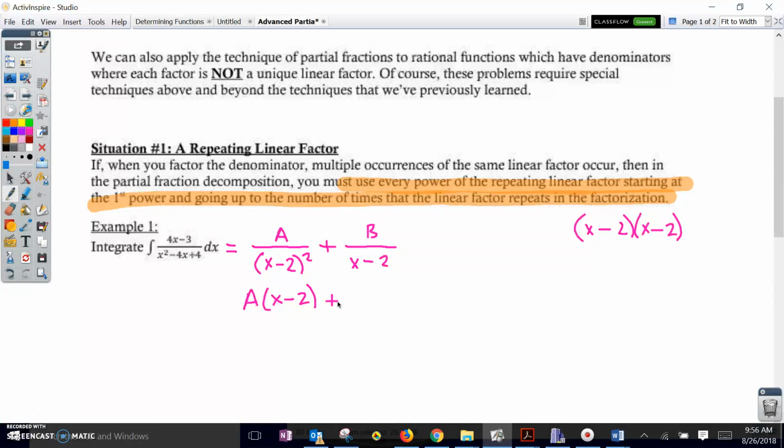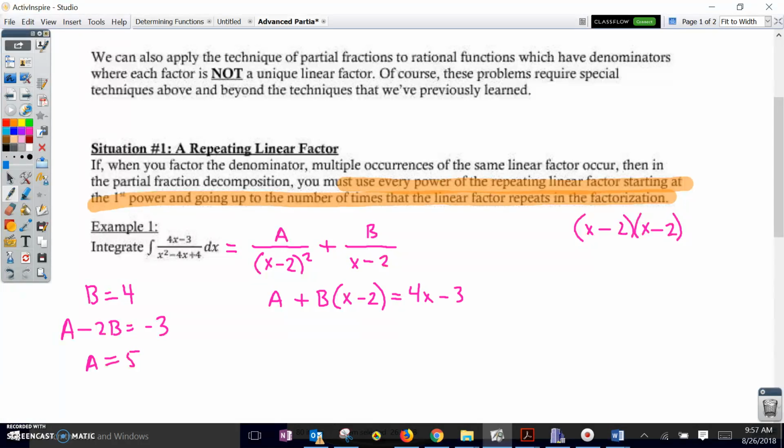plus, we have a times nothing. A is already over the common denominator. Plus B times x minus 2 has to be equal to 4x minus 3. And because of this, our system of equations is going to be very simple. We've got B equals 4, and we've got A minus 2B equals negative 3, and so A is going to be equal to 5, just substituting the 4 into that second equation.